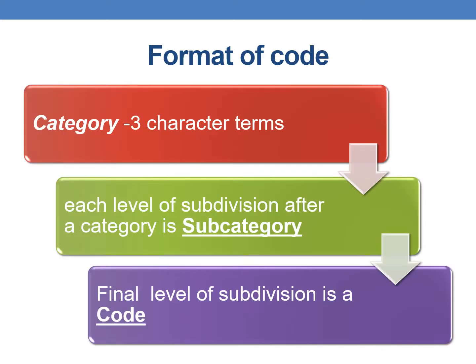Coming to the format of a code. Each category is a 3-character term, and each level of subdivision after the category is considered a subcategory. And the final level of subdivision is considered a code.